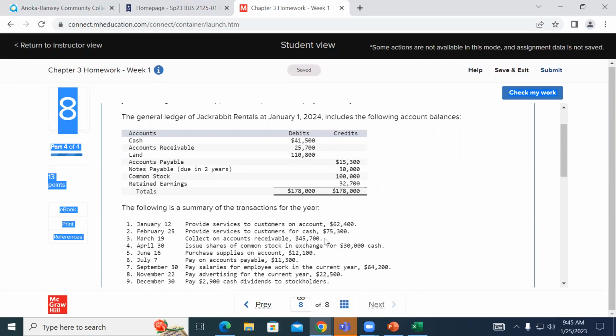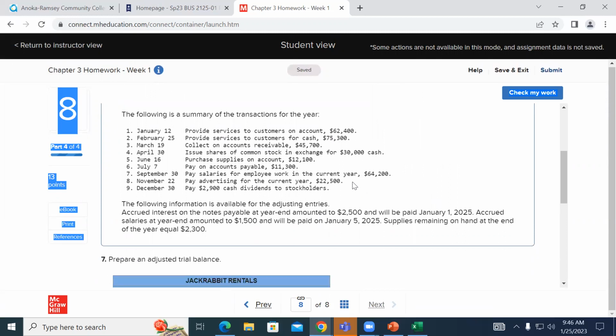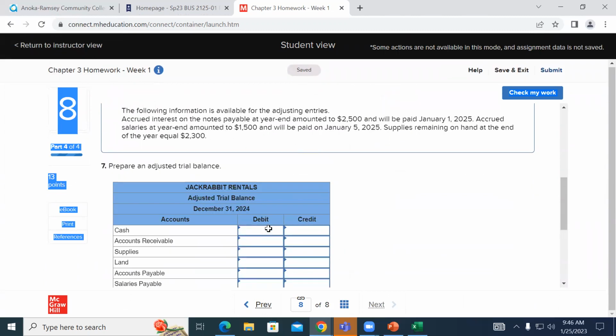And we can start with the 41.5. We add our 75.3. We're going to add our 45,700 because we collected that on accounts receivable. We received cash of 30,000 from common stock. We paid on account 11.3, cash reduces. We paid in salaries cash of 64.2. We paid 22.5 in advertising and 2,900 in dividends. See what I'm saying? You see how you can go through and find out your ending balance.